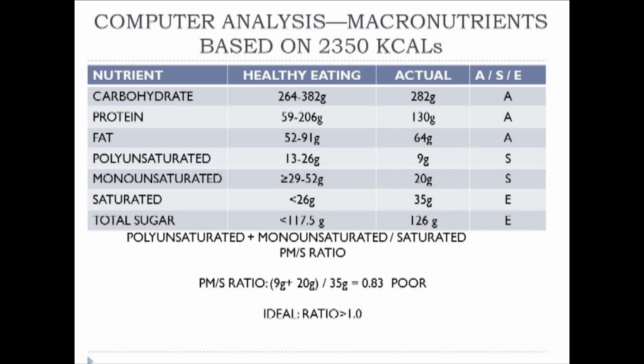So having established the significance of the P-MS ratio, I'd like to add some perspective to it. Is it possible, do you think, that a person could still end up with an ideal ratio but still be at risk of cardiovascular disease? So the answer is yes. Let's take, for example, the following calculation. Let's stay with our 9 grams of poly and the 20 grams of monounsaturated fat. So we end up with 29. And now let's take a look at our saturated fat. If our saturated fat is, for instance, at 27, let's look at the ratio. 29 divided by 27 gives us 1.07.